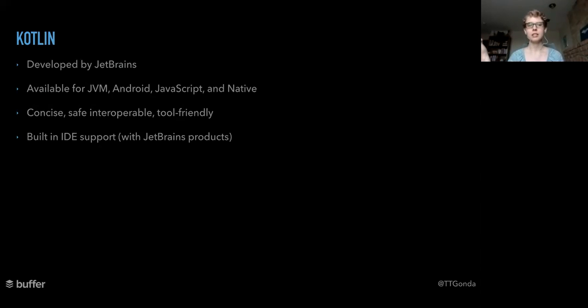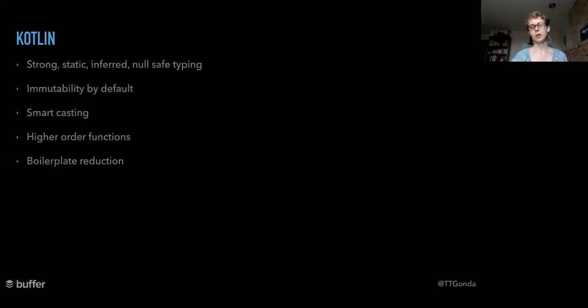They made it so that it's concise, which we'll see in some of the examples. It's safe, interoperable, and it's also tool-friendly, especially if you're using the JetBrains IDEs. They have a lot of tools built in from the start. As far as the language specifically, its typing is strong, static, inferred, and null safe, and we'll see that in some of the examples. It favors immutability in a lot of different ways. I'm also going to show some of the smart casting that it has, as well as higher-order functions and some of the boilerplate reduction that it provides.